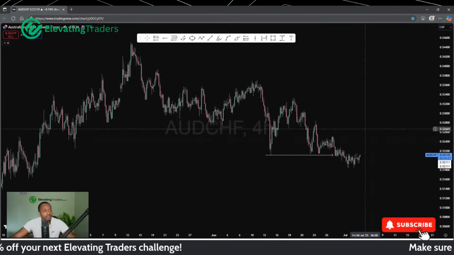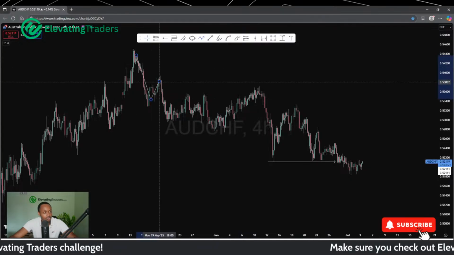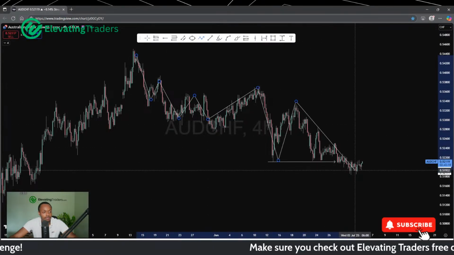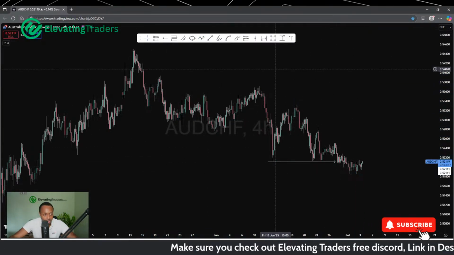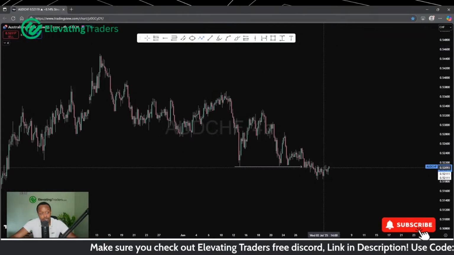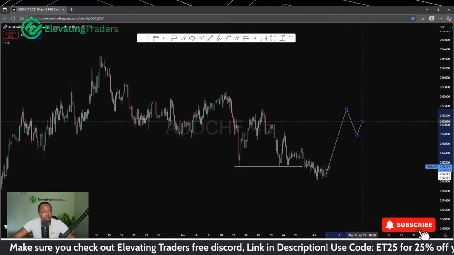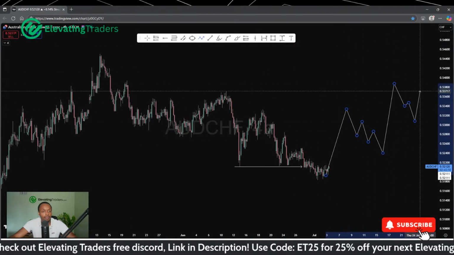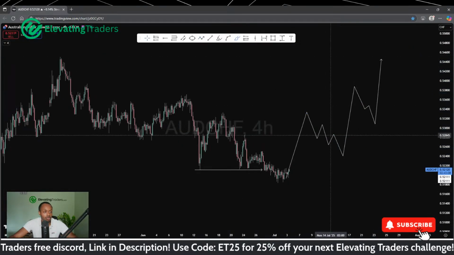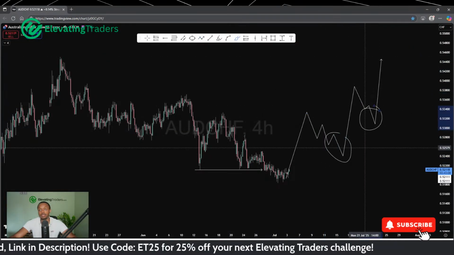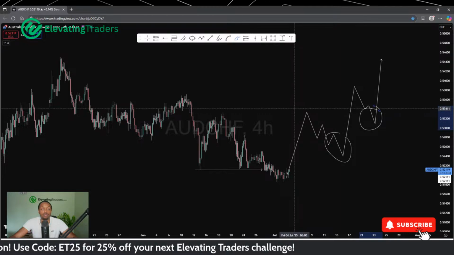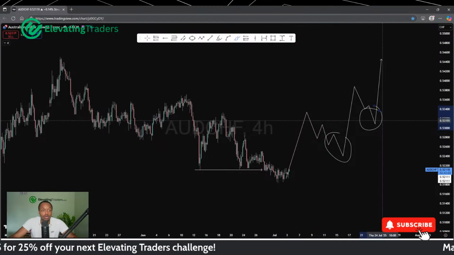Reason being, structure is still pointing down. We're still seeing lower lows and lower highs, of course. So buying here is definitely more of an aggressive trade. The conservative trade idea would be waiting for price to push up first, give you a pullback and a higher low, and then try and capitalize on some pullbacks here.